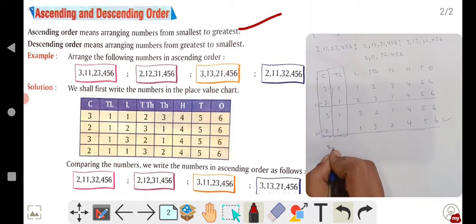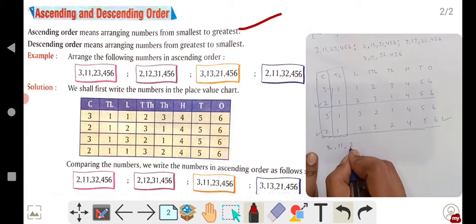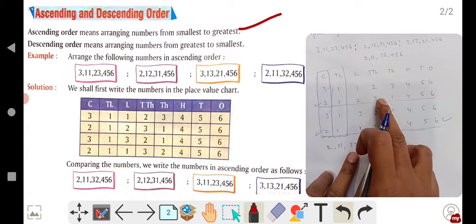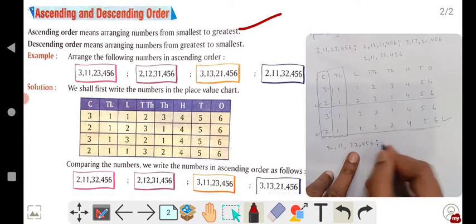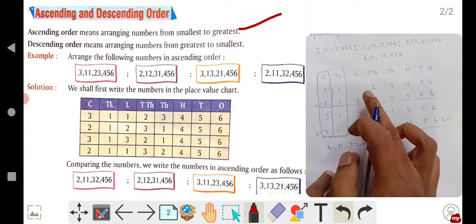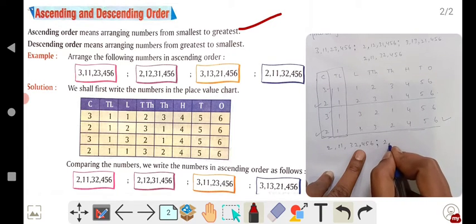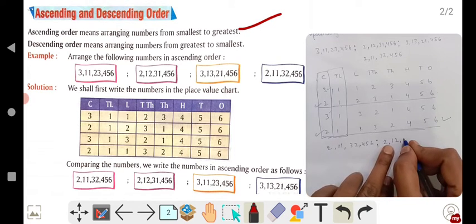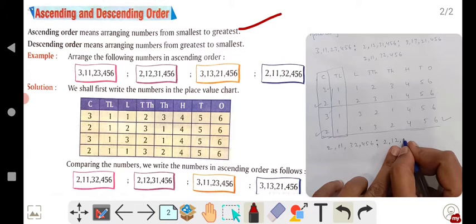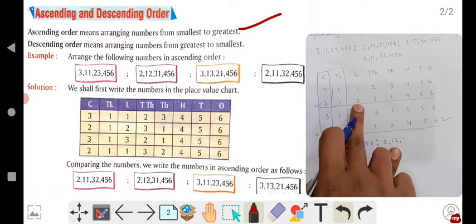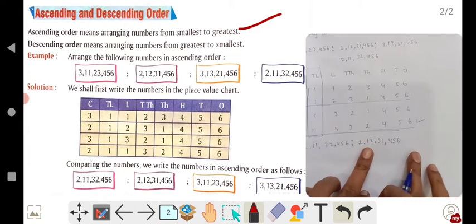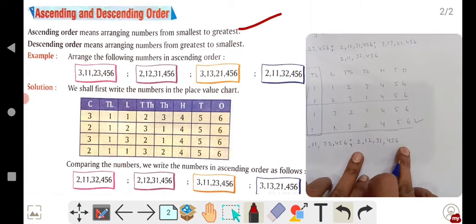So let me write 2 crore 11 lakh 32,456. Then next comes this number, because here it is 1 and here it is 2, and this is bigger than that. So 2 crore 12 lakh 31,456. Then now moving to the third number in ascending order.